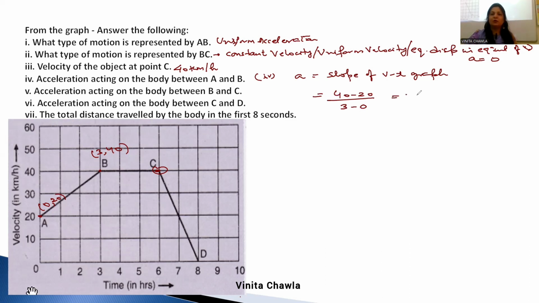This is 20 upon 3. Or we can write it in decimals. 3 sixes are 18, so 6.67 we can write. It's kilometer per hour square. See, usually we have the unit of acceleration in meter per second square. But because here velocity is in kilometer per hour and time is in hours, we'll write kilometer per hour square. Okay, next.